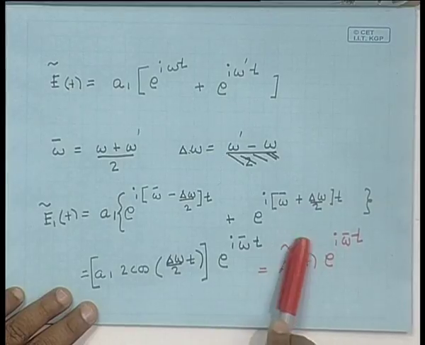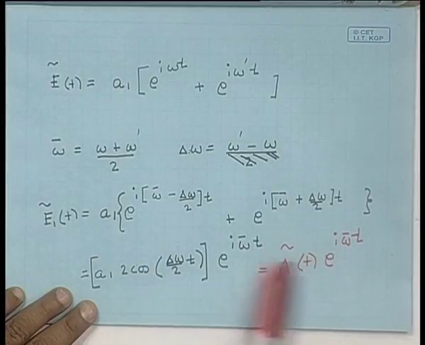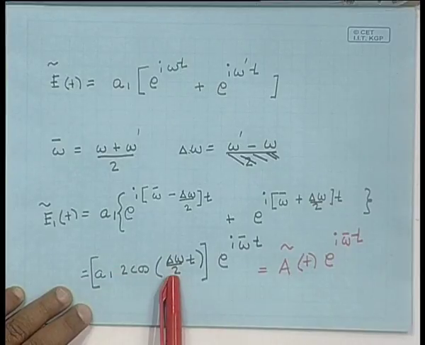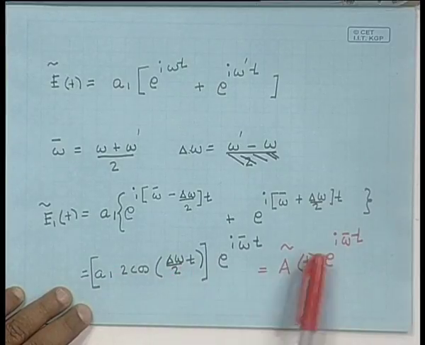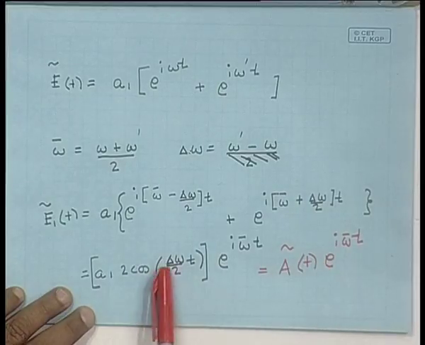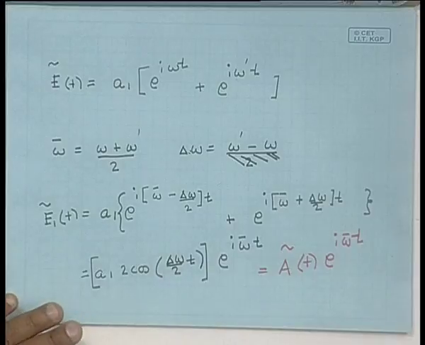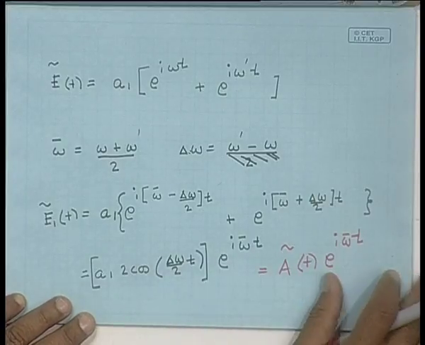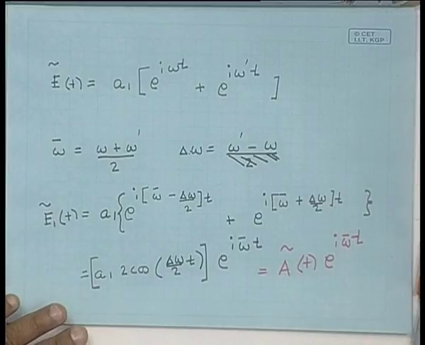So, the amplitude itself changes slowly with time, and in this particular case the amplitude is A1 2 cos delta omega by 2 t. So, the amplitude itself does oscillations with angular frequency delta omega by 2, which is very small. So, it changes very slowly with time. So, this is what we learned if we have a superposition of waves of two frequencies.